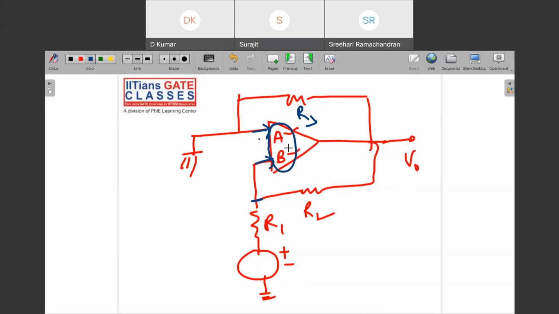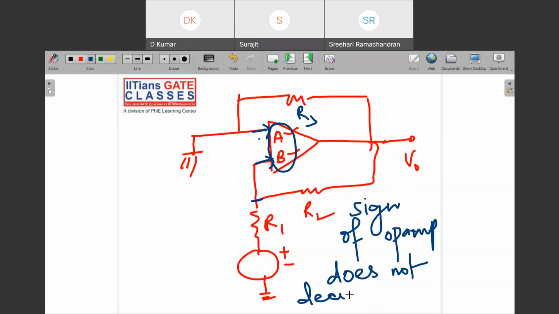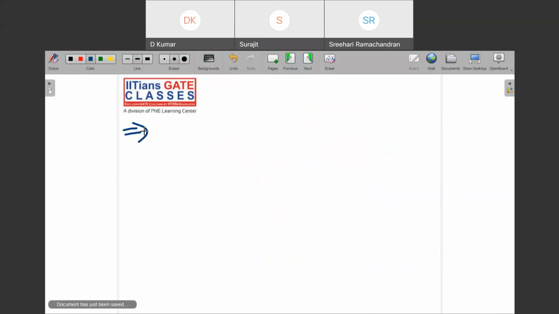Remember always, the sign of the op-amp does not decide positive or negative feedback. This is one hint I'm giving you. Later, if you are very curious to know about all these things, we will discuss. But for the present, we need to solve many problems. So two assumptions you have to keep in mind and you have to solve this.